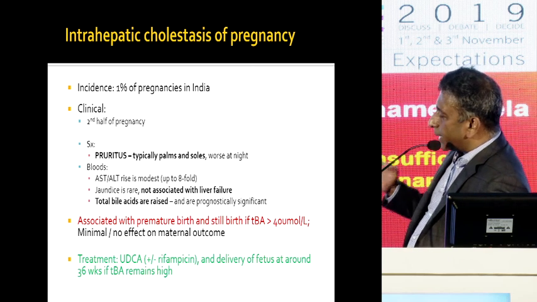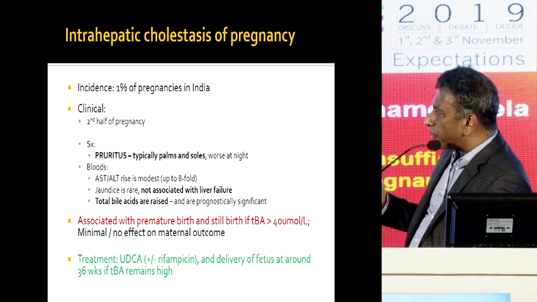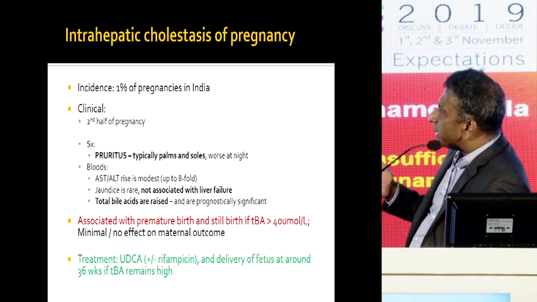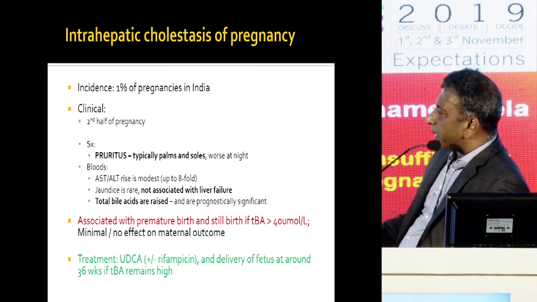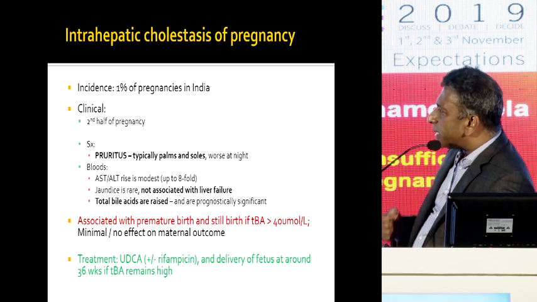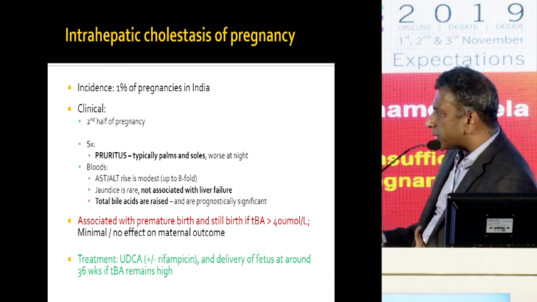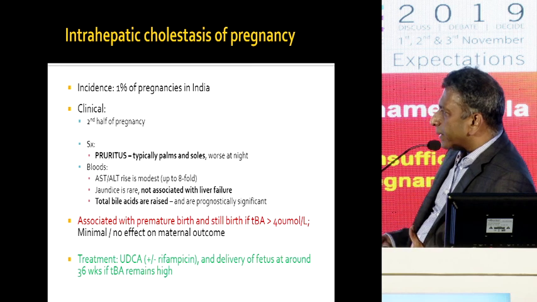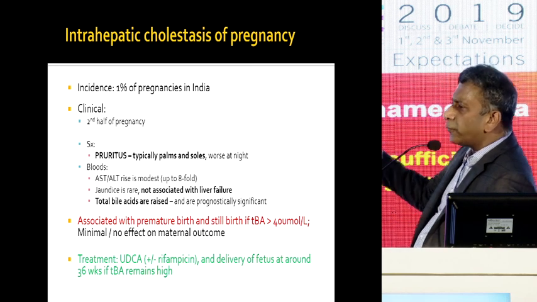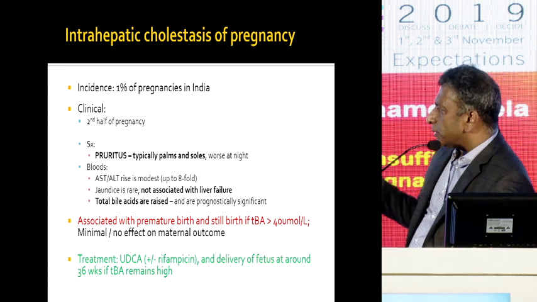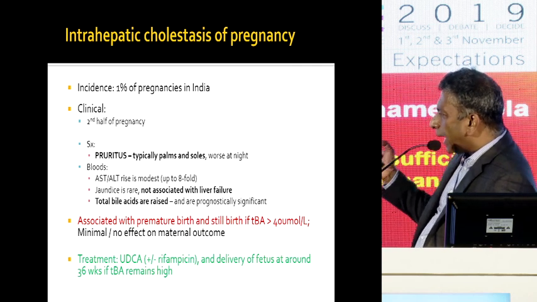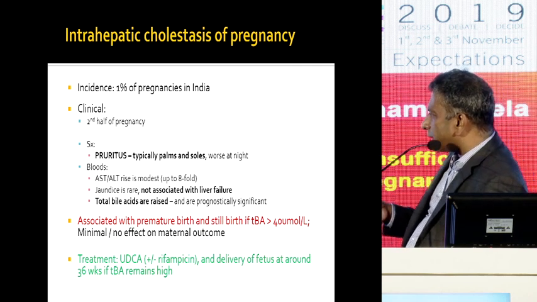intrahepatic cholestasis of pregnancy. It can start in the second half of pregnancy. Usually it's itching. This is intrahepatic cholestasis of pregnancy. Self-limiting disease. Typically it's in the palms and soles. Our patient did not have that. The enzymes can be raised to 400, 500 in these women. Jaundice is rare, and it is associated with premature birth and stillbirth.